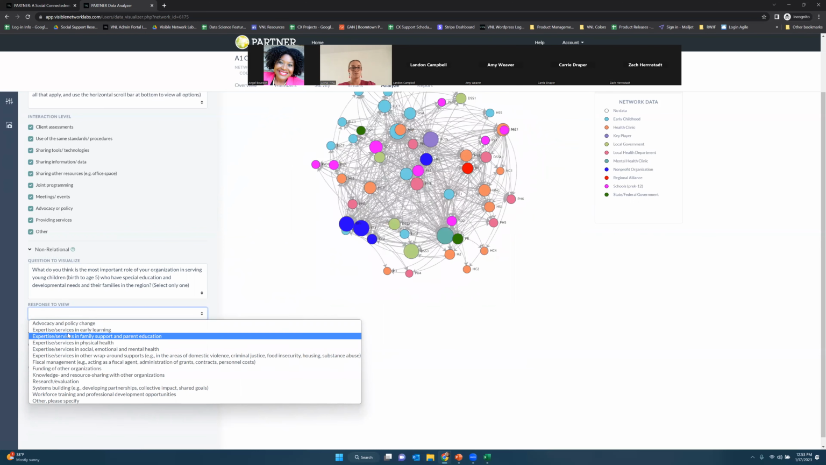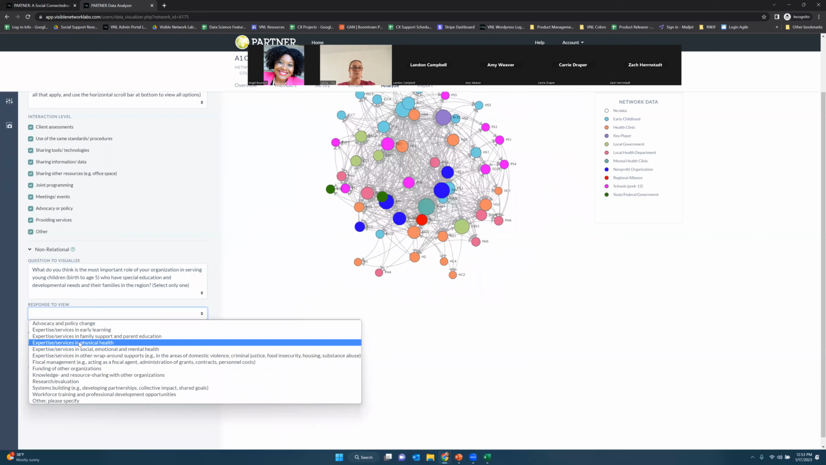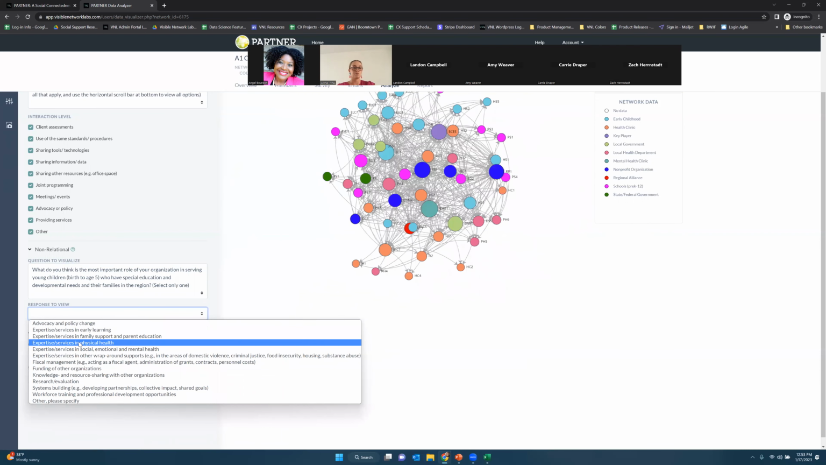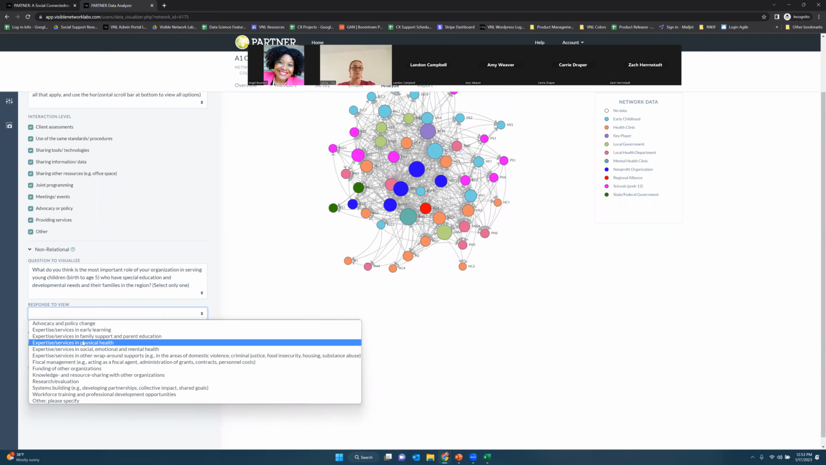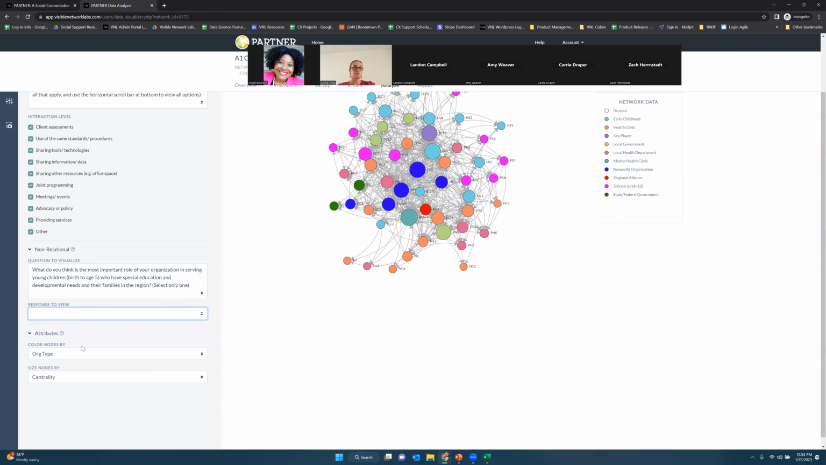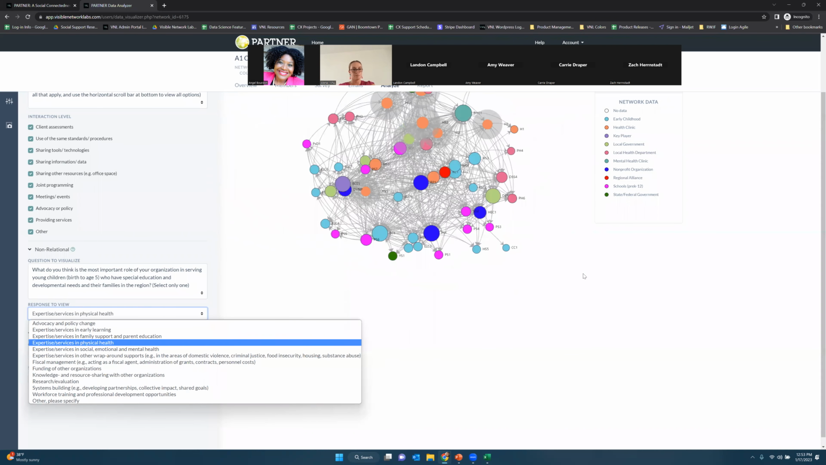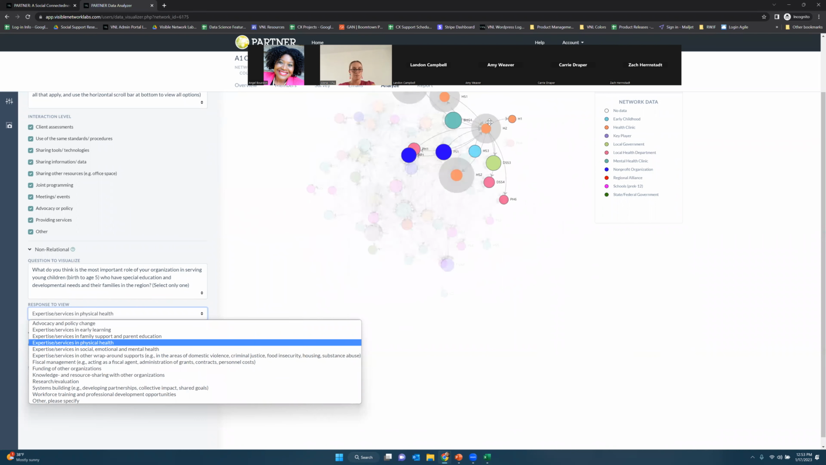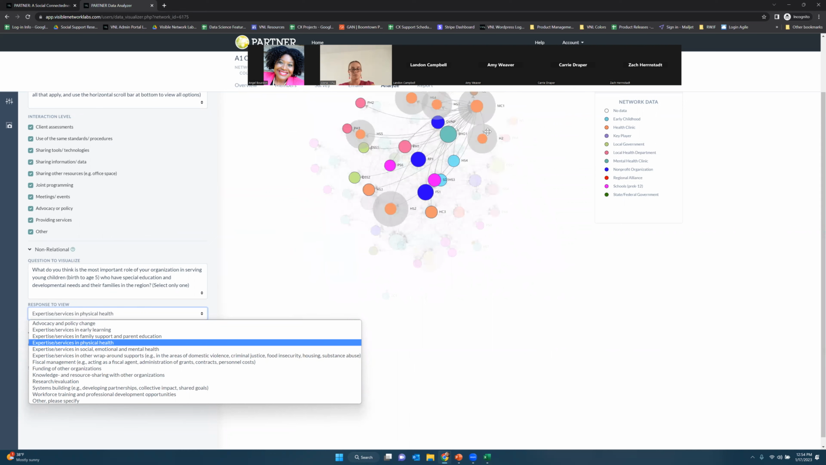Or if it was a specific policy around food and health, I would look to see who has expertise or services in physical health. Then all those who contribute that resource are highlighted with a little halo.